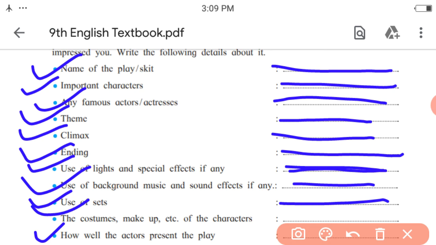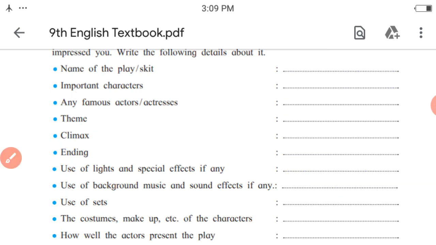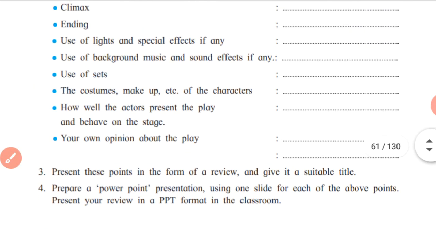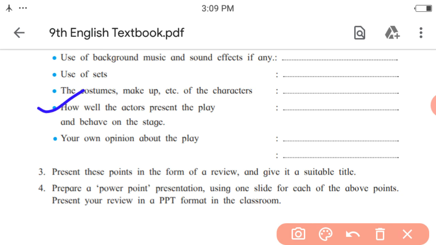Next, how well the actors present the play, how they work, how were their performances, that you have to write in this point. How well the actors present the play and behave on the stage. It is about the performance of the actors in that play. Next and last point in this activity, your own opinion about the play. Did you like it or not? How was that play? In your own words, you have to mention in short.